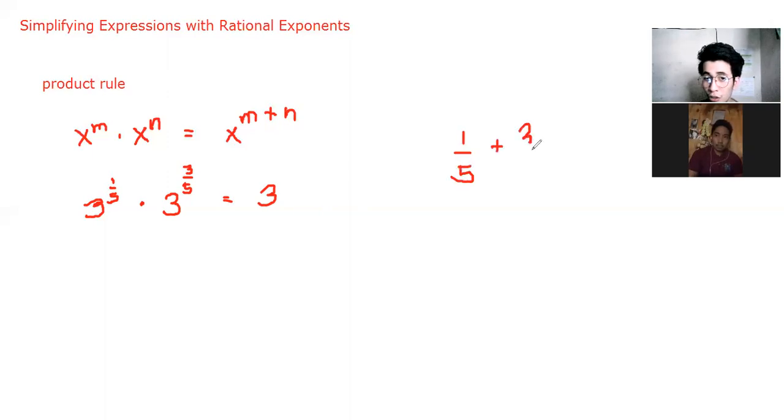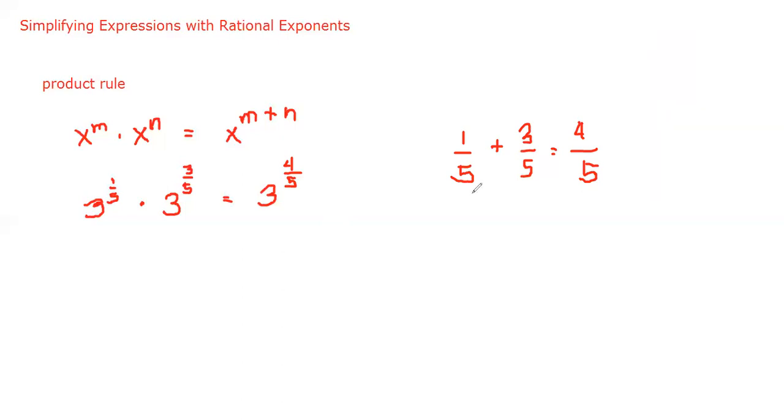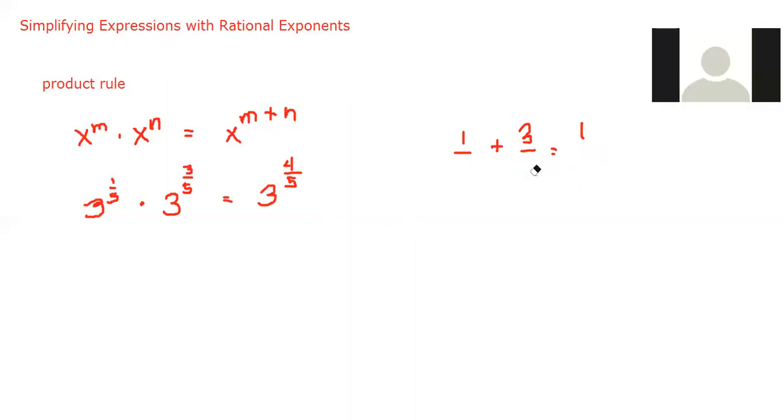Kapag ganyan naman, fraction rule na lang gagamitin natin dyan. Paano ba tayo nag-plus ng fraction? Kung same denominator na sila, copy natin same denominator. Kung hindi pa naman, kukuha tayo ng LCD. Then yung 1 plus 3, that is 4. So, magiging 4 over 5 na ang kanyang exponent. Dahil nag-plus natin, yun na yung kanyang exponent. 3 raised to 4 over 5. Naintindihan ba? Then, that is the product rule.